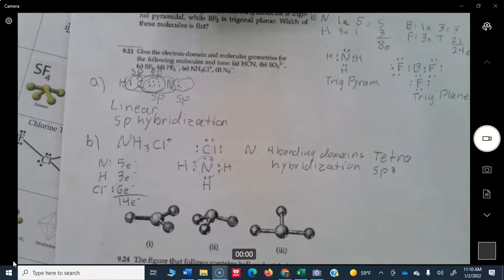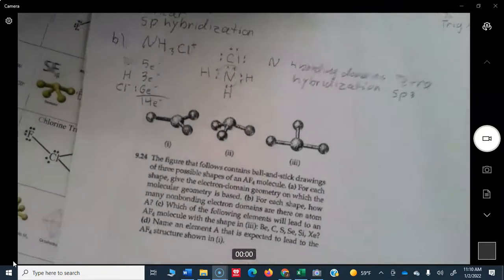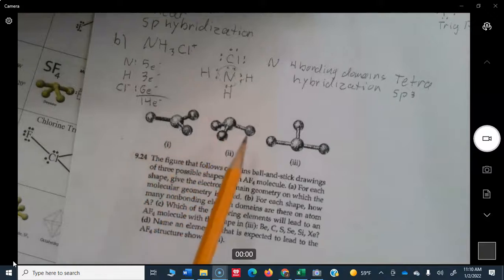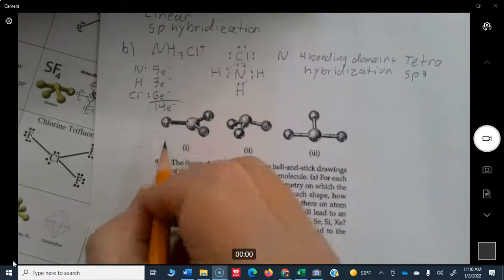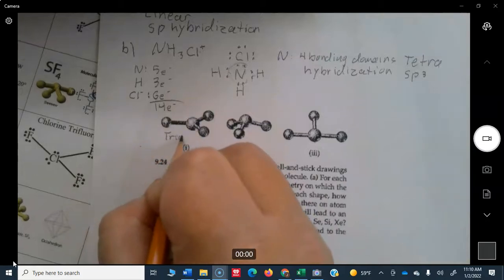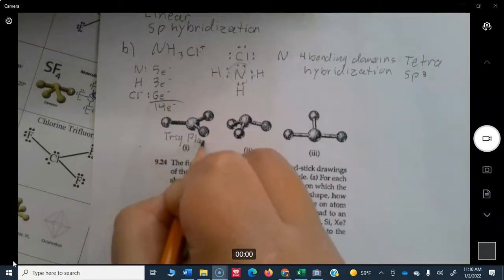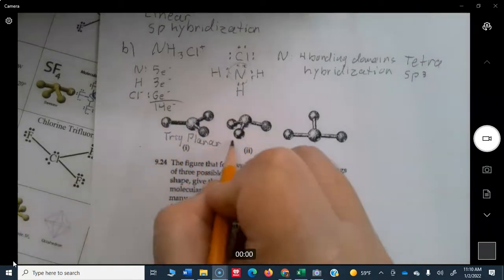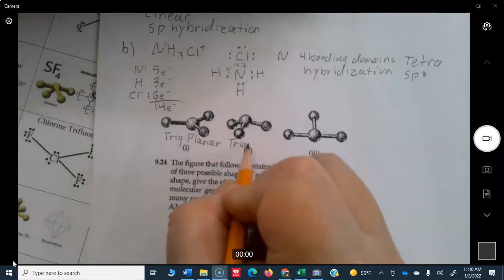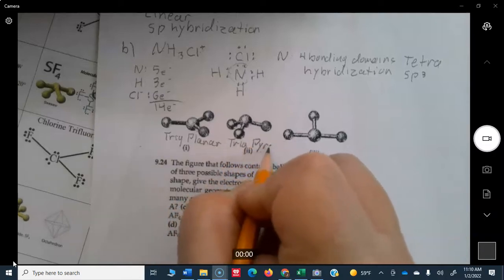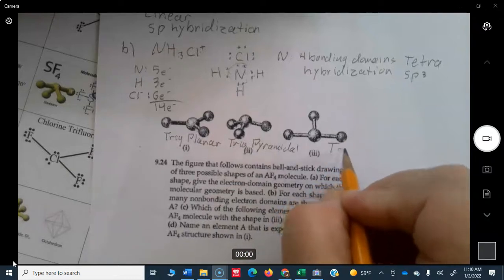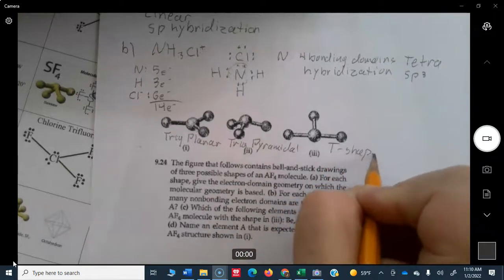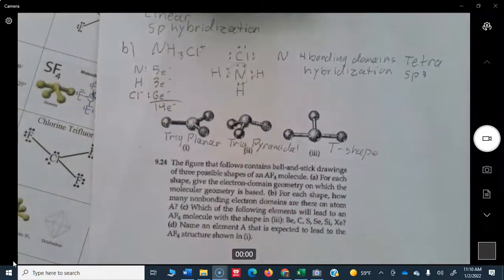You do the other three. Again, lined paper would probably be helpful. We come down here. What do we see? Trigonal planar, trigonal pyramidal, and a T-shape. So whatever it's asking, okay, we'll just write that down here. Trig planar. Again, I'm not giving you everything. Trig pyramidal. And this one is T. Okay, and there you go. Whatever it's asking, you can figure that out.